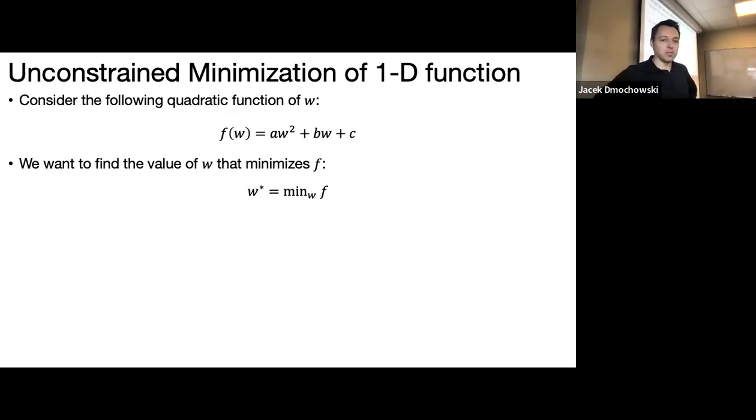So we want to find a W star that minimizes F, but let's not use the vertex. How do we do this formally? What's the math? How will we get that vertex without using the formula? Second derivative, isn't it? No, first derivative. The second derivative tells you if it's up or down.